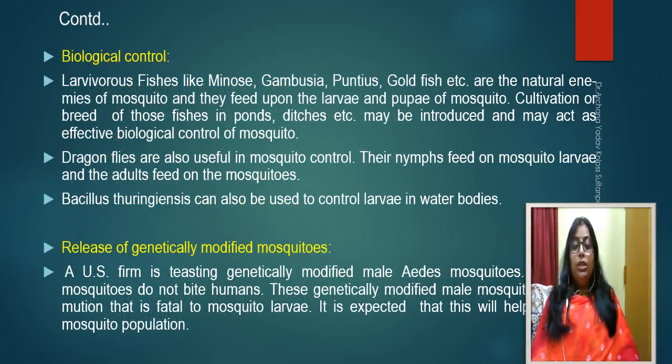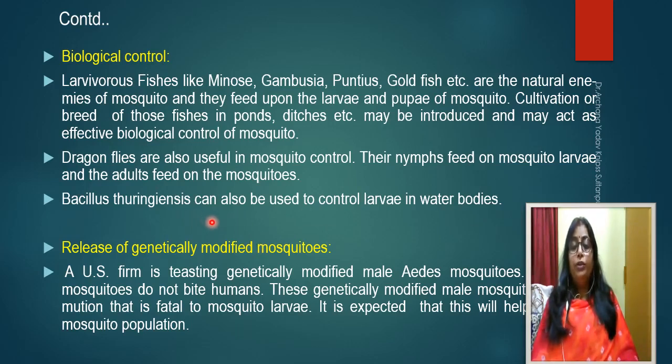Now, biological control. Larvivorous fishes like Gambusia, Puntius and goldfishes are natural enemies of mosquitoes, which feed upon the larvae and pupae of mosquito. Cultivation or breeding of these fishes in pond ditches may be introduced and may act as an effective biological control of mosquito.